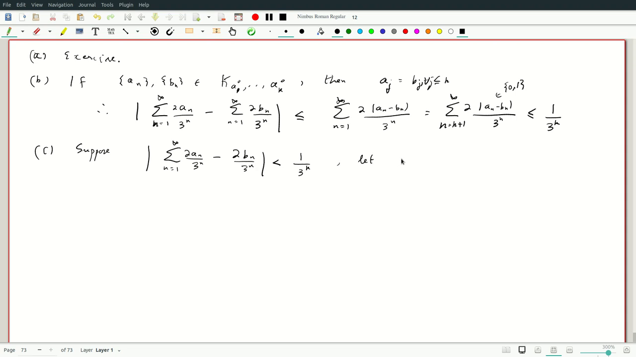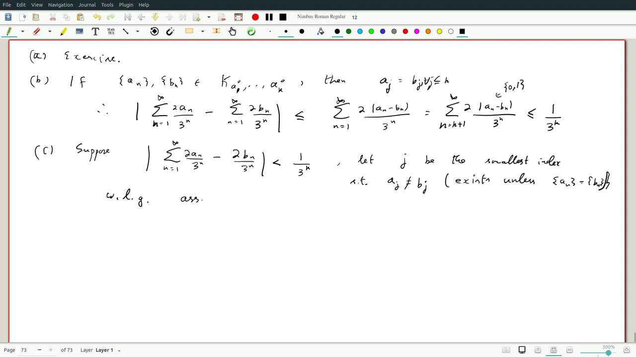Okay, so let j be the smallest index such that a_j is not equal to b_j. So this exists unless the sequences are exactly equal, and if the sequences are exactly equal, there's nothing to prove, since their first k digits agree. So let j be the smallest index such that this happens, and without loss of generality, assume that a_j equals 0 and b_j equals 1.